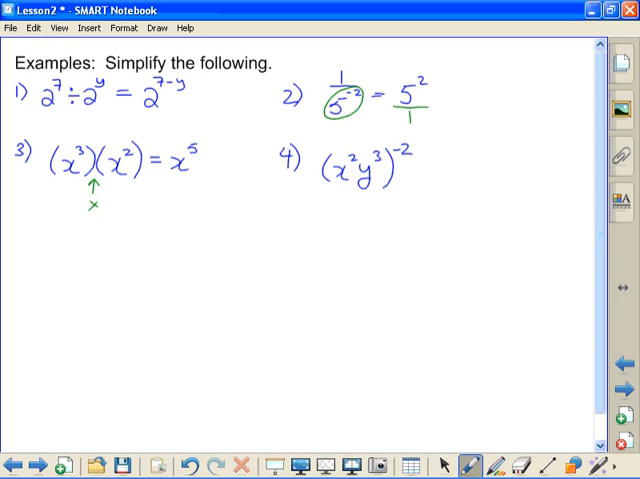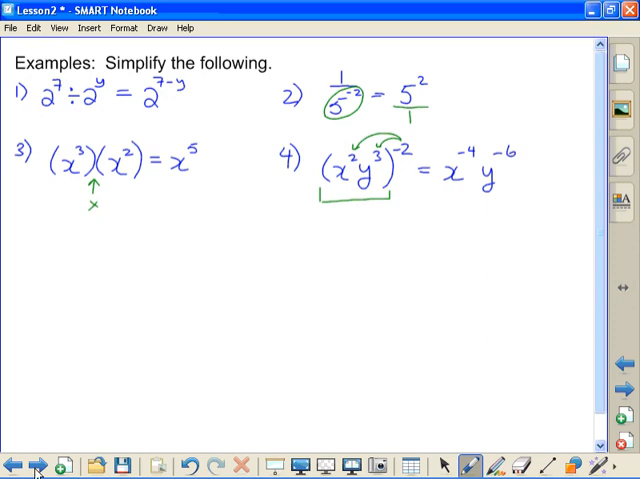This is just what we call an extended power of powers. When there is no adding or subtracting inside the brackets, we distribute the exponent to each term inside that bracket. So our first step becomes x to the exponent negative 4. The y term gets the same exponent applied to it, so it's negative 6.